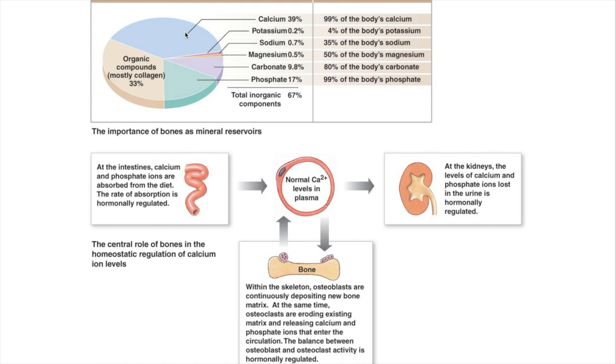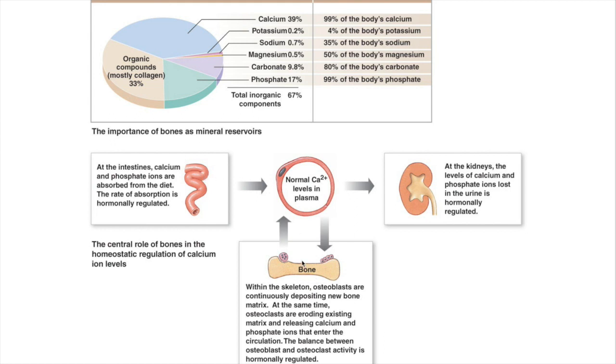Calcium is important for muscle contraction, for generating nerve impulses, for blood clotting, and other physiological processes that we'll learn about later on this semester. And we'll see that calcium absorption from the intestines is hormonally regulated.